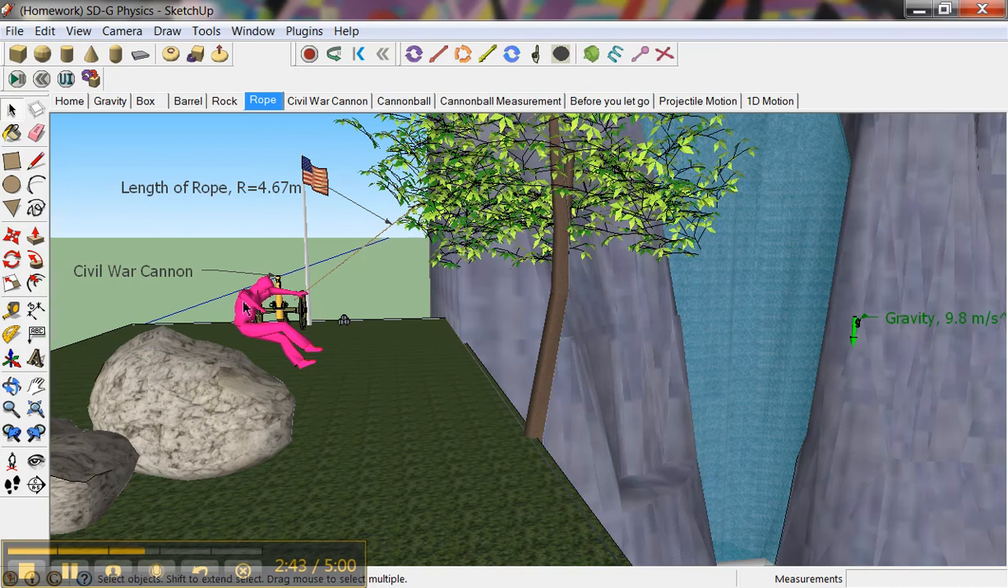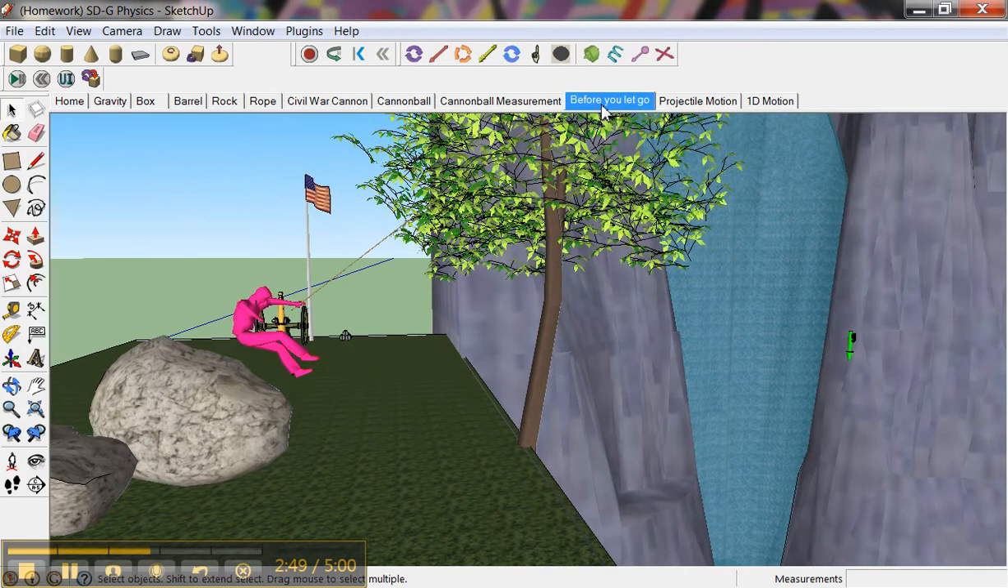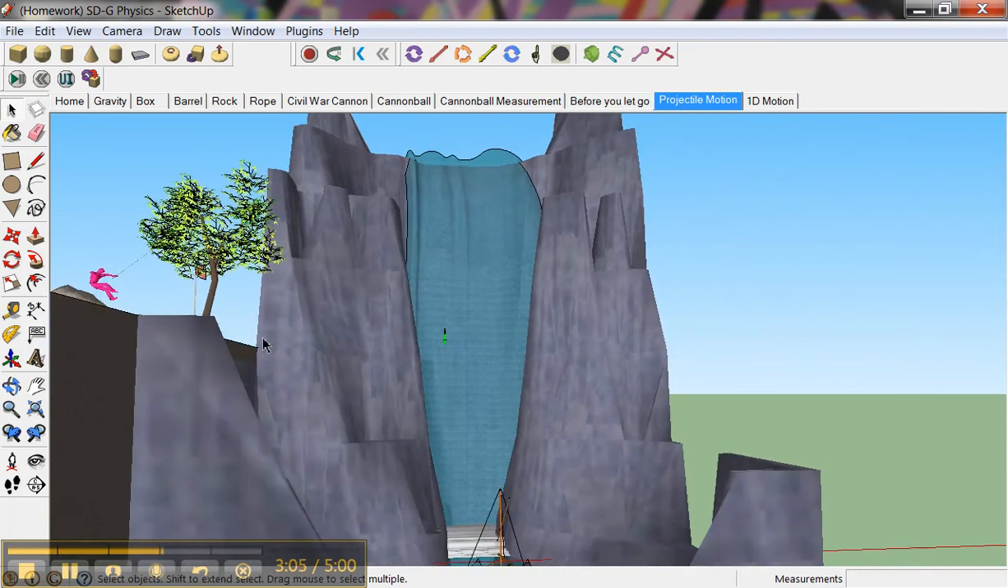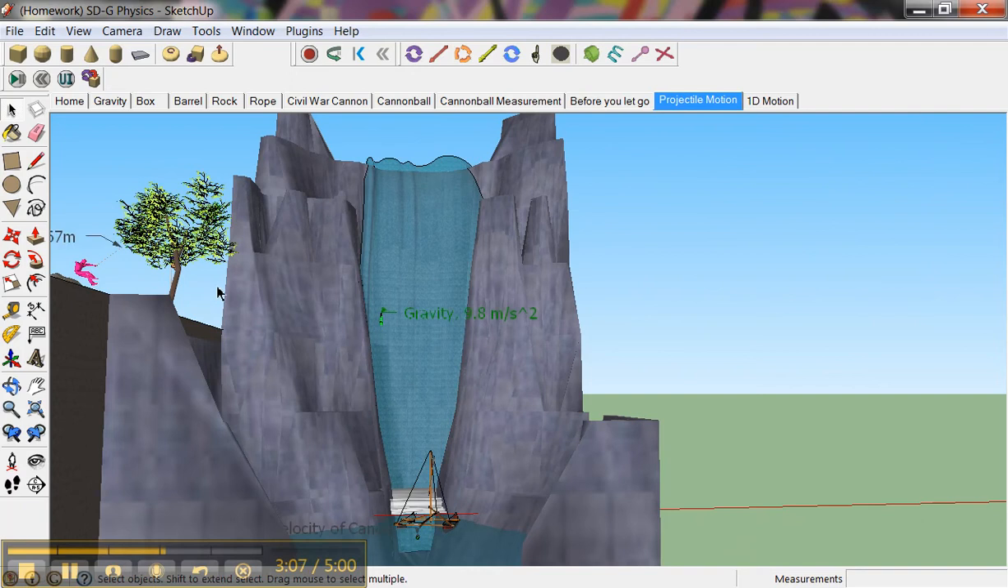basically I have this guy, and he's on this rope, and he's going to swing down to about halfway, make the angle about half of what it is now, and he's going to let go. And then after that, he's going into projectile motion, and basically the guy is going to fall into the water off this cliff and land somewhere over here.